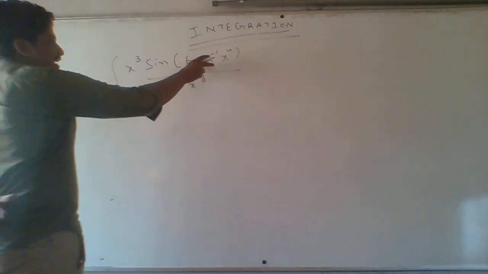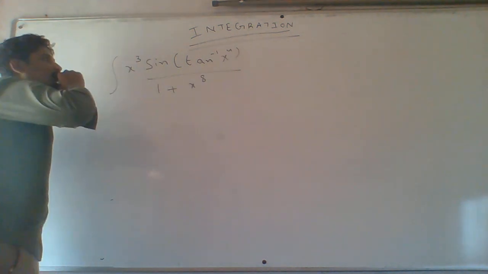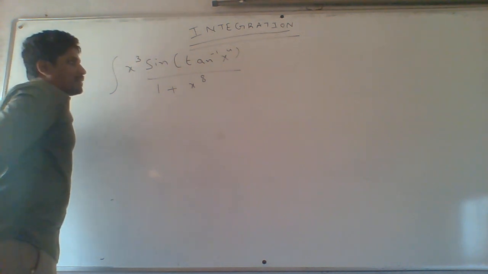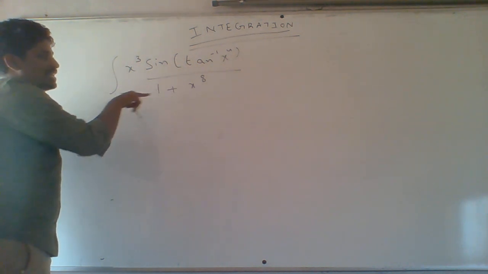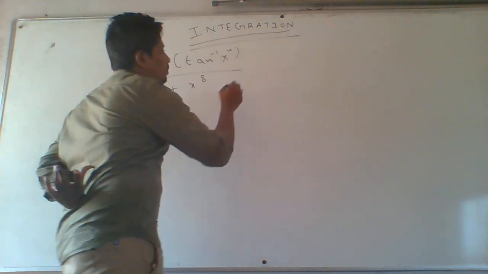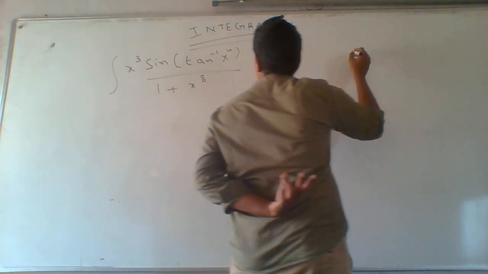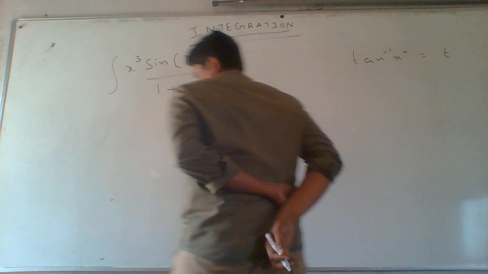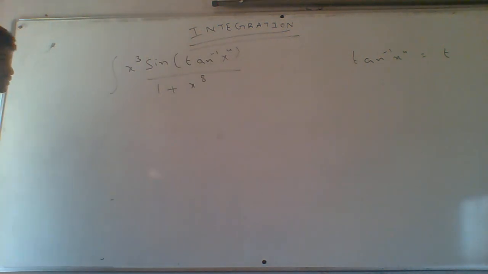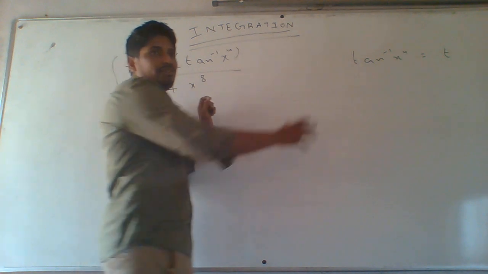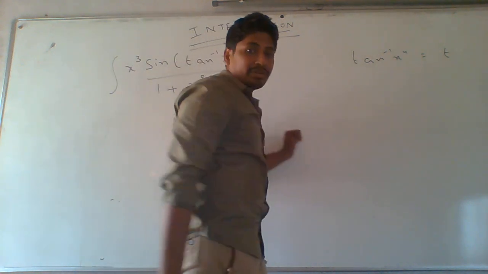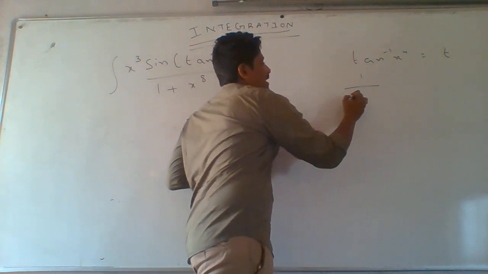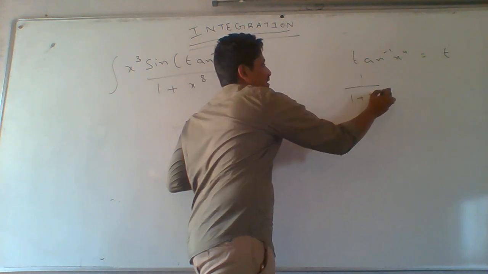If we assume tan inverse x power 4 as t, what is the derivative of tan inverse x? It is 1 by 1 plus x square. We will get exactly this. Okay, now see here, tan inverse x power 4 equals t. Apply derivative on both sides with respect to the variables. We will get here 1 by 1 plus x square, where x square is x power 8.